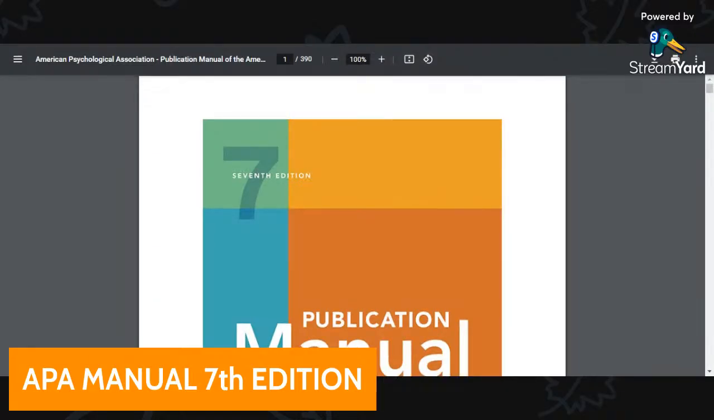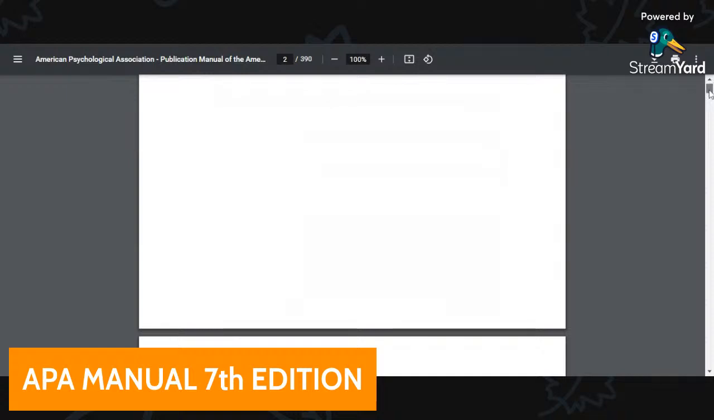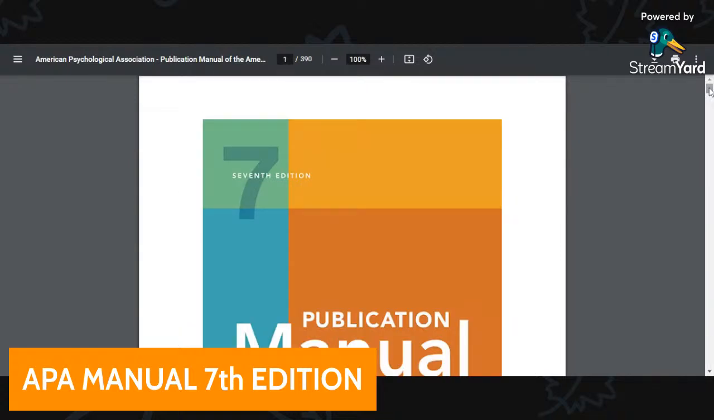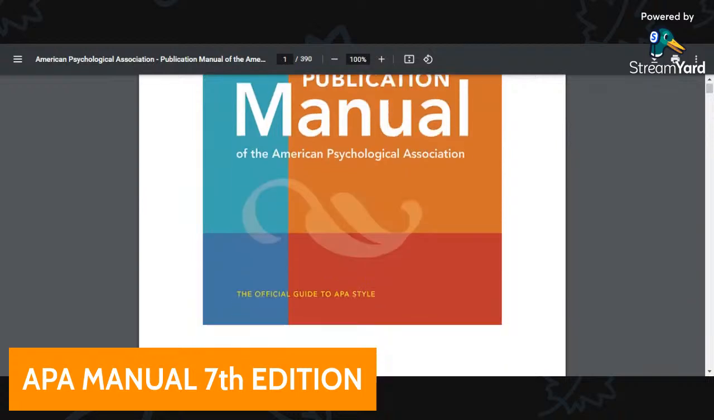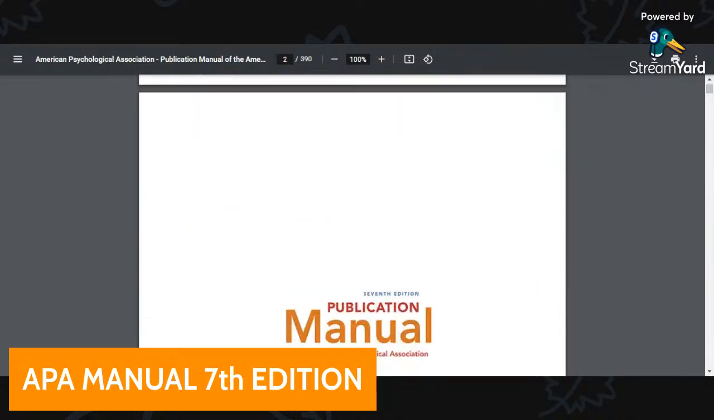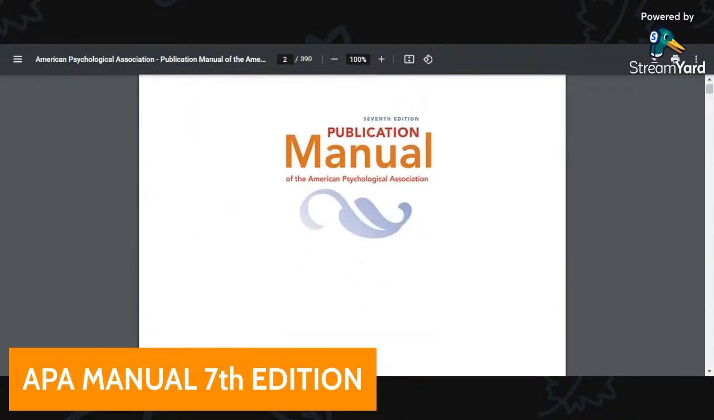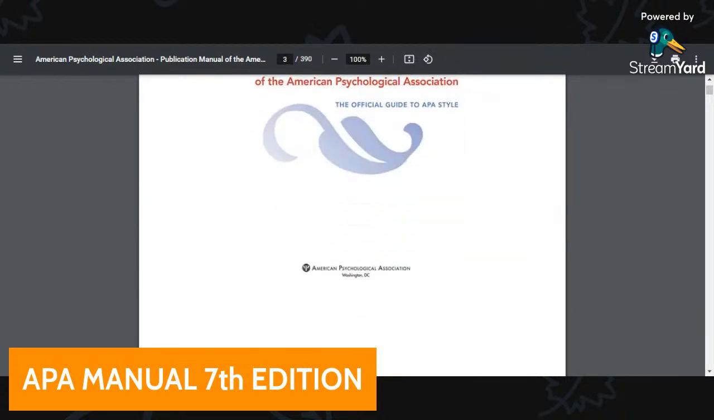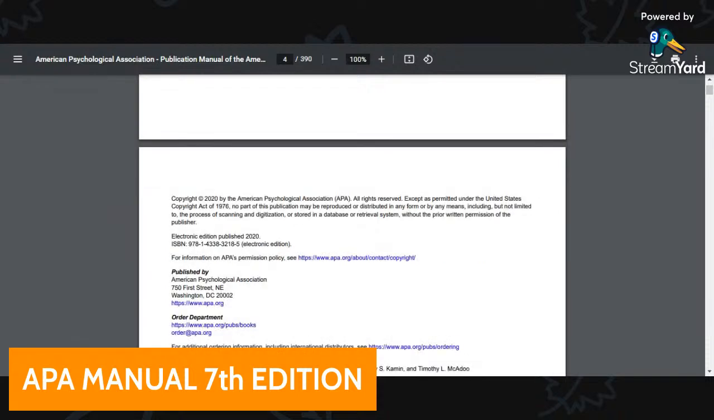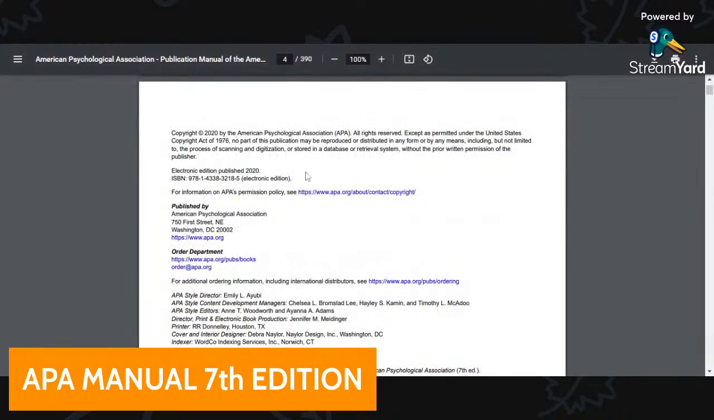This is the seventh edition manual, the front page of the official guide to APA style, seventh edition, American Psychological Association. Here you can see the publisher's name, where it was published, and the electronic edition published in 2020.